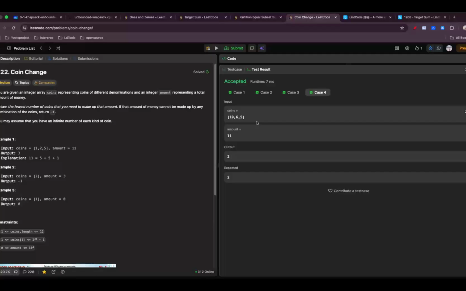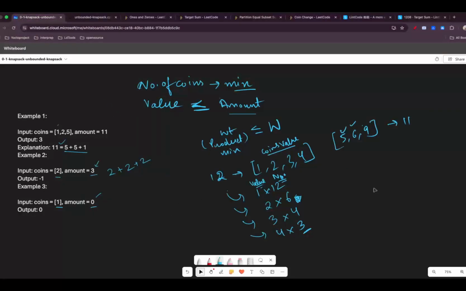We want to achieve that value, but with the minimum number of coins. With 10, it is nearer to that, but not able to achieve that. So that's why. So that will be the thing.